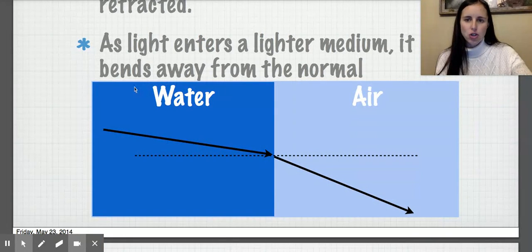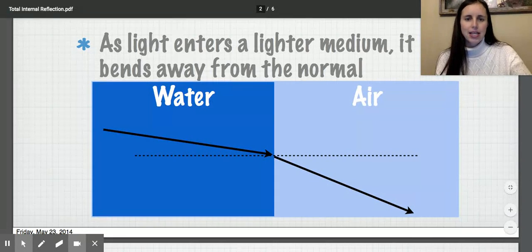So let's take a look at this in terms of a diagram. We have our water here. We put water as a darker blue because water is a denser substance. We have our air here. We put air as a lighter blue because air is a lighter substance. So we have our water entering into our different medium, our air. Notice that I put a normal here. It's going to allow us to actually view this angle. So you can see that here, light is entering water at a very, very small angle. When the light actually escapes the water and enters the air, you can see that the angle actually increases.